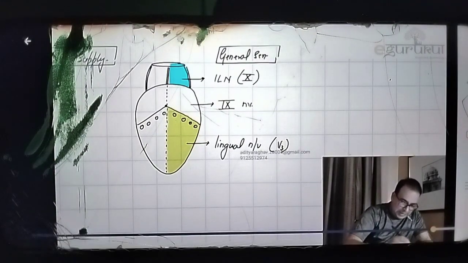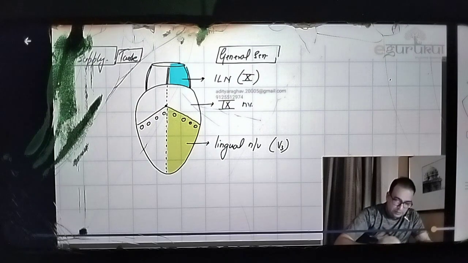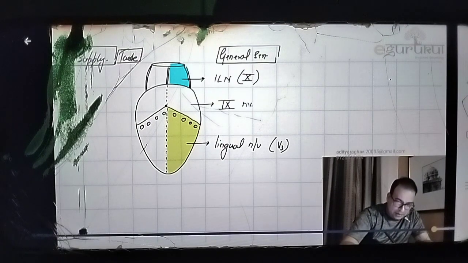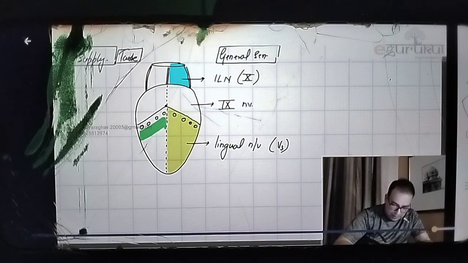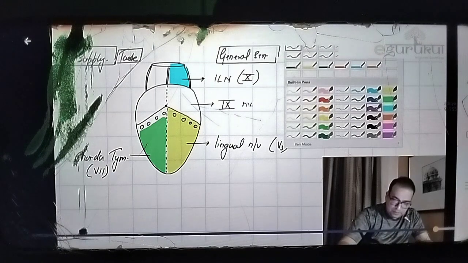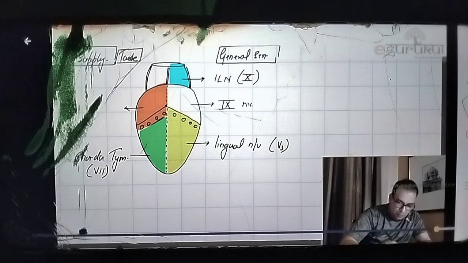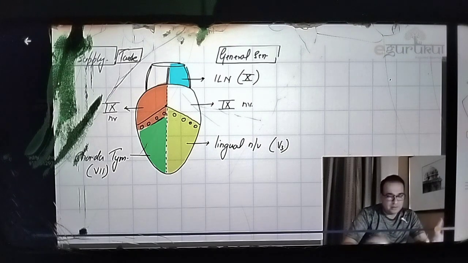On this side, if I talk about the taste sensation from the anterior two third of tongue, except circumvallate papillae, the taste will be carried by the chorda tympani with the help of lingual only, but the nerve is chorda tympani, which is a branch of facial. Posterior one third of tongue along with circumvallate papillae, what nerve is that? That is glossopharyngeal. So whether it is general sensation or taste sensation, posterior one third of tongue is by the glossopharyngeal nerve.